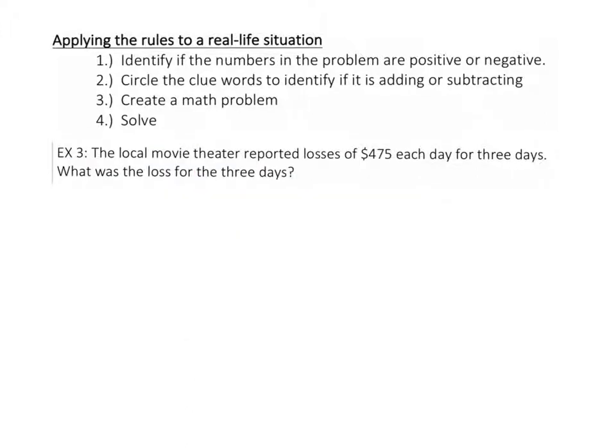Here's our third example. The local movie theater reported losses of $475 each day for 3 days. What was the loss for the 3 days? So the first rule says to identify the numbers in the problem and if they are positive or negative. So I like to highlight. So we're going to highlight 475. And then we're also going to highlight 3 days. Now we're going to circle the clue words to see if we're adding or subtracting. So 475 has the word losses attached to it, so that means it's going down. Now the rest of the problem says 3 days.